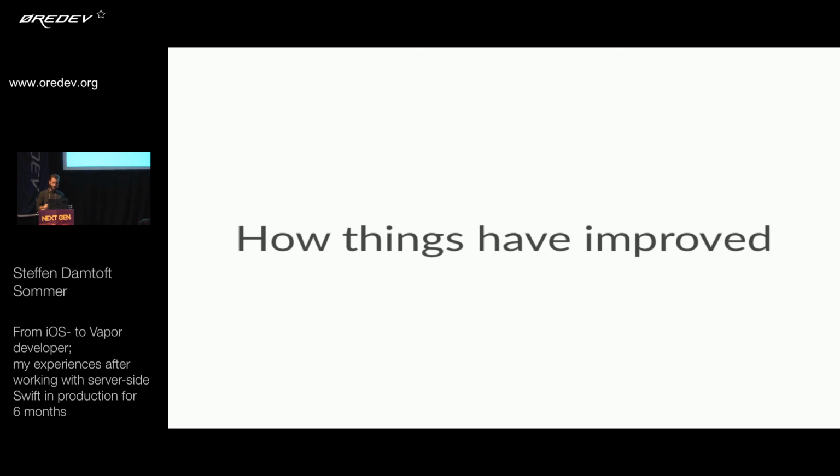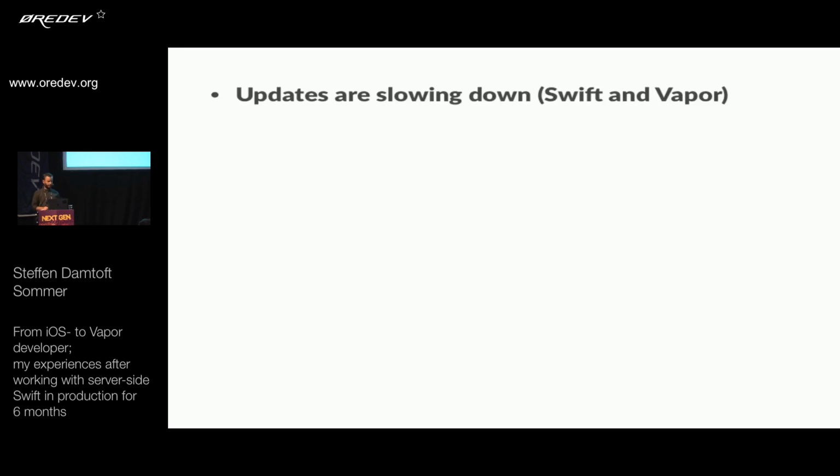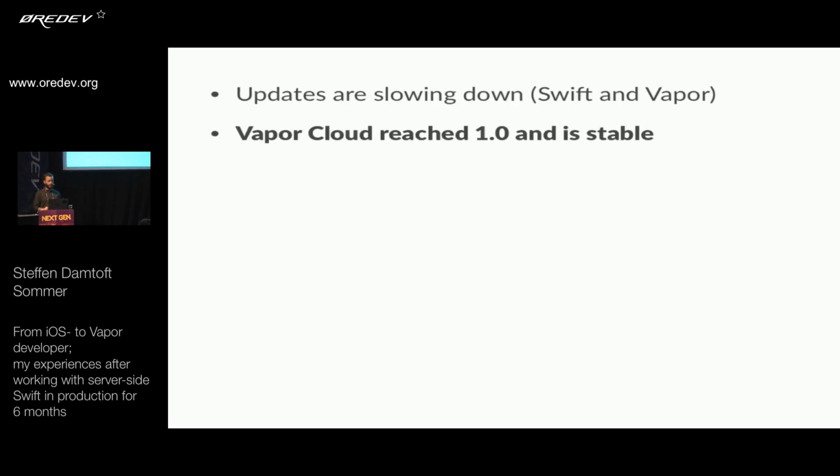Let's see how things have improved. I think updates are slowing down. I think we saw that with Swift 4, and I think we're going to see that with Weber 3 and moving ahead. I think they're going to follow the same pattern as Swift is doing right now. Weber Cloud reached 1.0 quite recently, and it's stable. We have all of our projects in Weber Cloud, and it works really well.